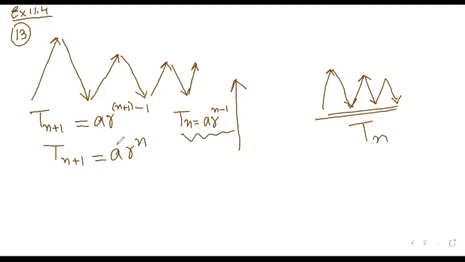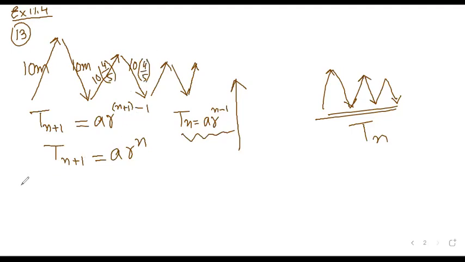I did not introduce the GP yet. In the question, the ball was thrown vertically upward from the ground, and the height it reached was 10 meters. So from the 10 meters, it comes back to the ground, 10 meters. Then for the second one, it rises 4 upon 5 times of this. So this will become 10 into 4 upon 5. In the same way, this will go like this.